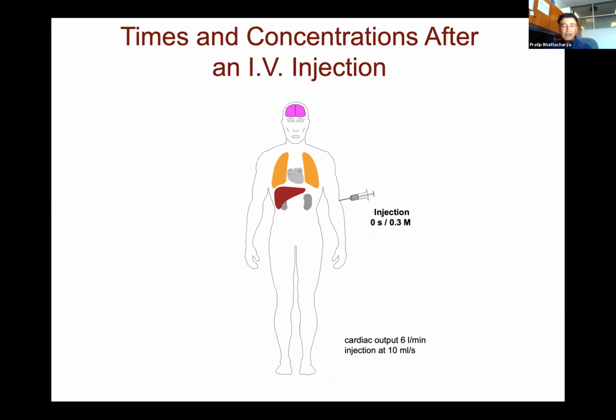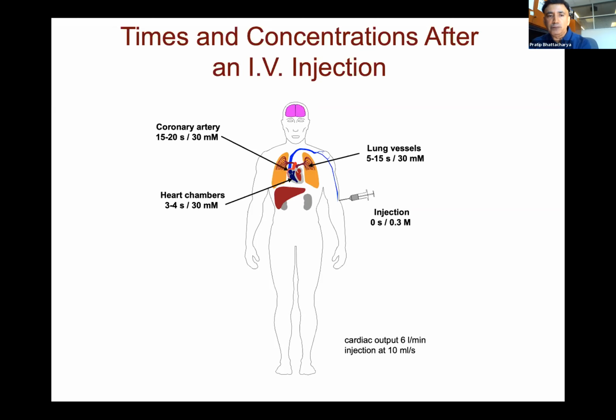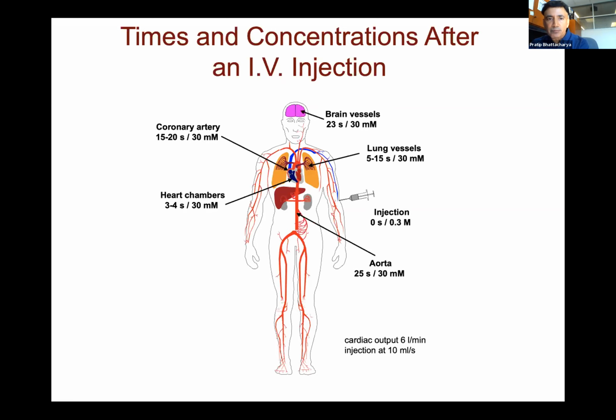Just keep in mind, for the sake of completeness, that for biomedical imaging we need to be cognizant that the cardiac output of the human system is 6 liters per minute, while the injection rate is usually 10 ml per second. As we inject, this shows the time it takes to reach different organs. You'll see it reaches the heart at 3 to 4 seconds, the coronary artery in 15 to 20 seconds, and the brain in about 23 seconds. So the T1 relaxation time should be at least 20 seconds. That's really important for our carbon molecules.